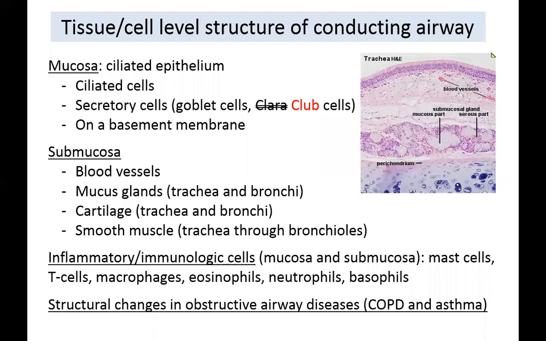And this is the mucosa. They sit on a basement membrane. Below the basement membrane, in the submucosa, this is where you've got the blood vessels, the mucus glands in the trachea and bronchi, the cartilage in the trachea and bronchi, and the smooth muscle in the trachea, bronchi, and the bronchioles.